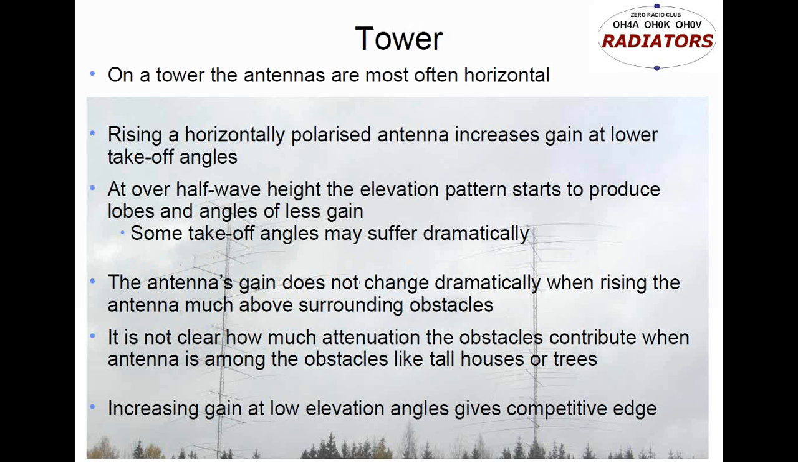Then let's look at the tower. All my antennas on my towers are horizontal, and I think all hams have only horizontal antennas on their towers. So if we are raising a horizontally polarized antenna upwards, it will be increasing the gain at lower takeoff angles. But then there's a big problem if you are going over half wave, then over a wave or two waves. It means that there are going to be lobes that will have less gain, or they have notches or dips in the gain. And some takeoff angles are going to suffer dramatically, especially on 10 meters.